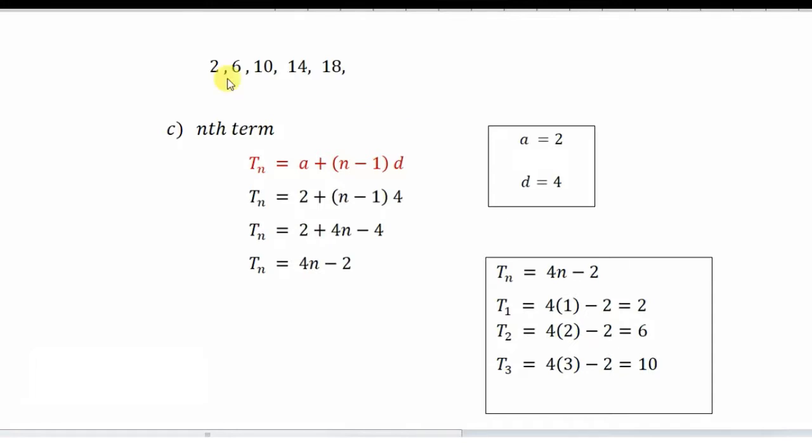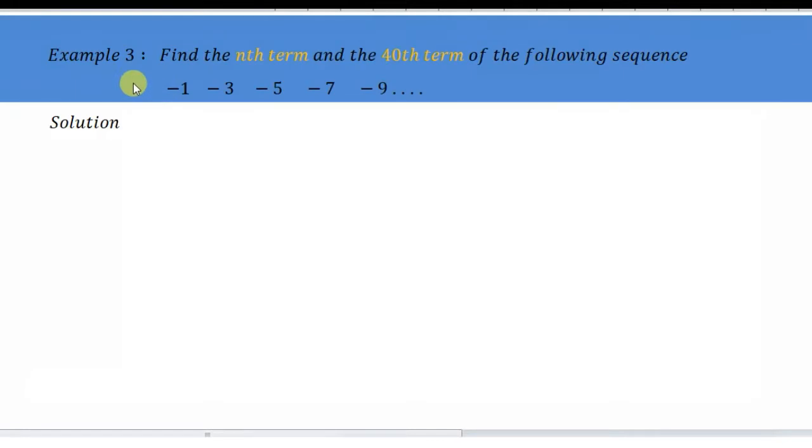As you can see, 2, 6 and 10 are the first, second and third terms of the sequence, isn't it? Likewise, you can find any term of the sequence by using this nth term formula. So that's what the nth term is. You keep the n in the formula. Next, this example is also from the IGCSE past paper. Find the nth term and the 40th term of the following sequence.